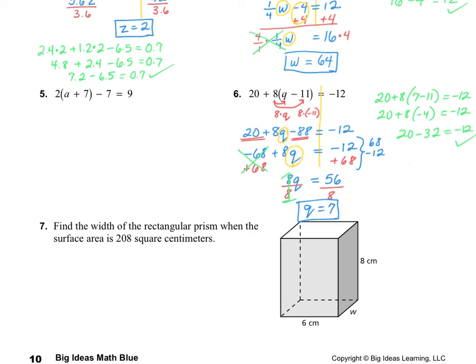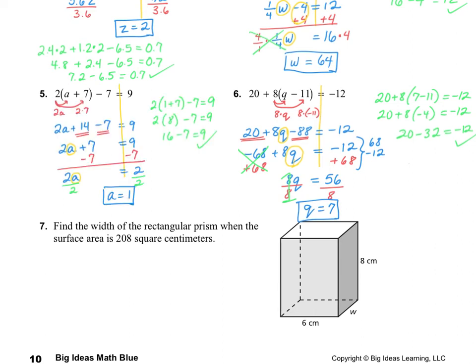I would like for you to try number 5 on your own and then turn the video back on to see if you got it right. Okay, I got A is equal to 1, and when I plugged 1 back into my equation, it did work. If you got something wrong, please check and see if you can find your mistake. Instead of doing number 7, I'm going to do a different problem with you.